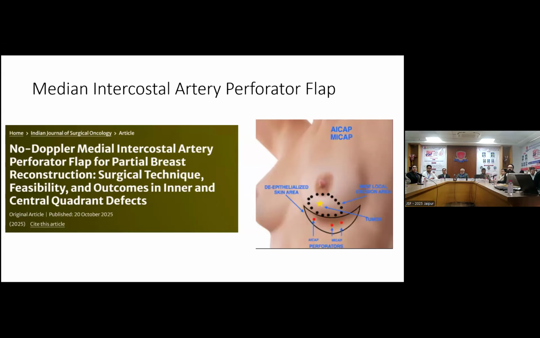Dr. from AIIMS has described this. He has described a no-Doppler technique for raising these flaps, especially for inner quadrant or central quadrant tumors.